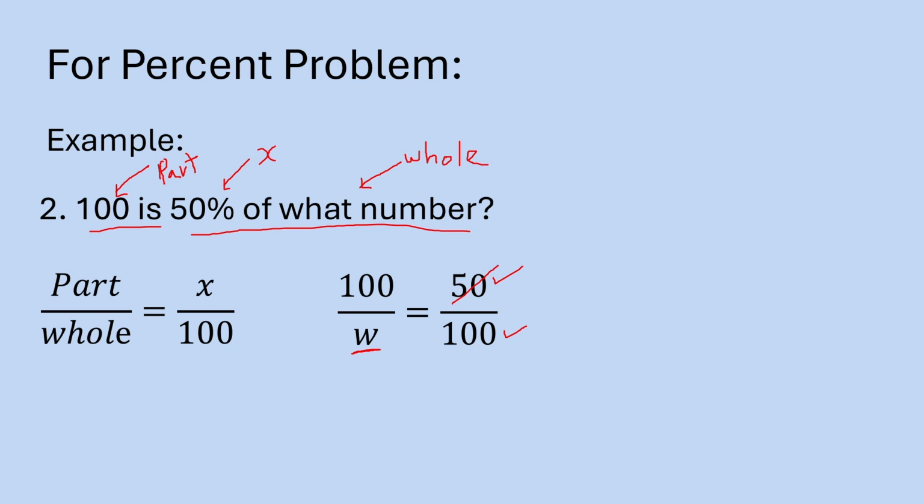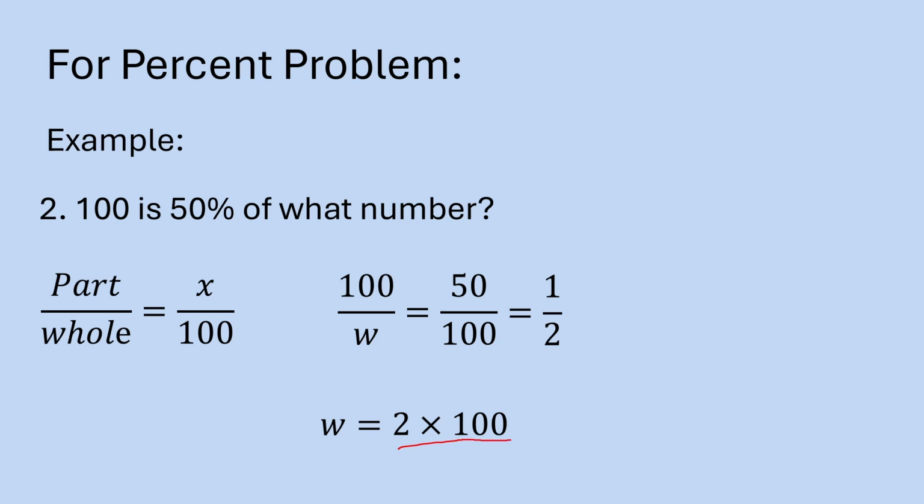So we cancel this 50 because 50 times 2 is 100. So 1 by 2. So here I put 1 by 2. So this W will go to the other side here and this 2 will be multiplied here with the 100. So the formula will be W is equal to 2 times 100. So 2 times 100 is equal to 200. So the answer is 200. So the whole number is equal to 200.